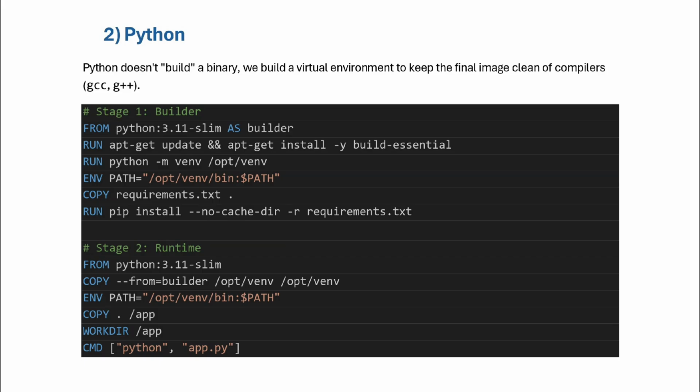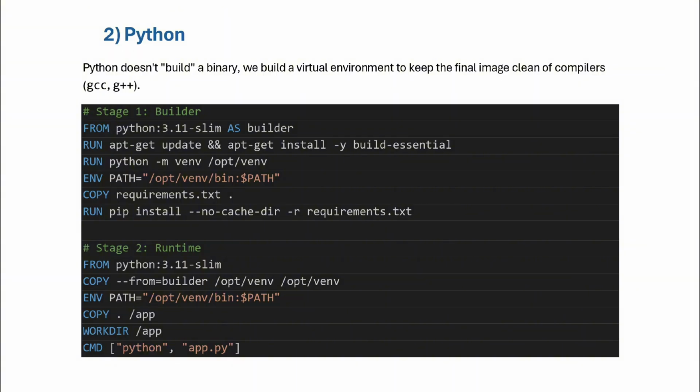Now let's understand the Python Dockerfile and compare it with the Node.js Dockerfile. Python doesn't build a binary. Here we build a virtual environment to keep the final image clean of compilers. Here is a Dockerfile of a Python application.